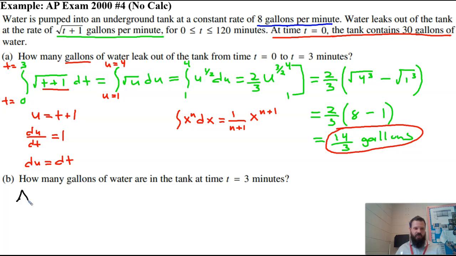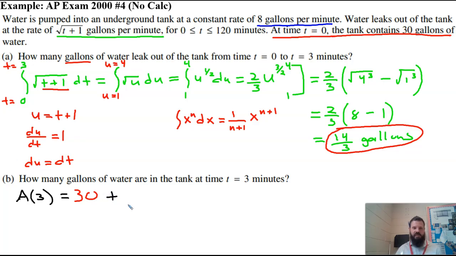So what we're looking for is, I'm going to say A of 3, the amount in the tank after 3 minutes here. There are going to be 3 things that it's made up from. The first thing is going to be the initial condition. At time t equals 0, we have 30 gallons. So that's just going to be a 30.